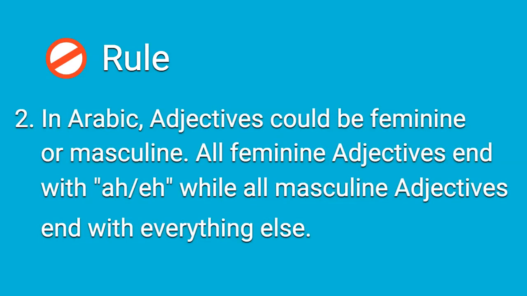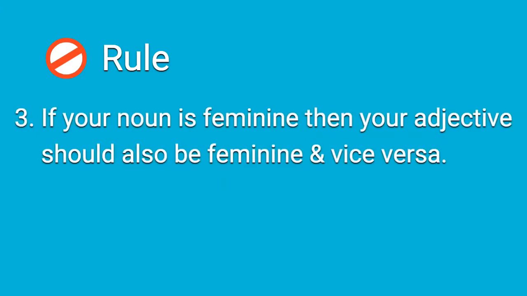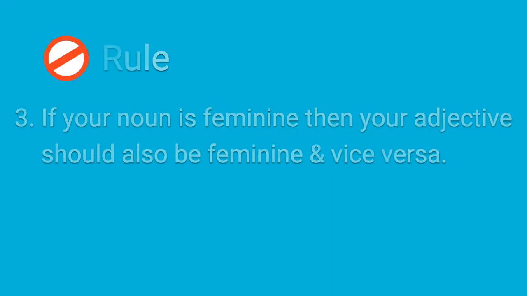Rule number two. In Arabic, adjectives could be feminine or masculine. All feminine adjectives end with ah or eh, while all masculine adjectives end with everything else. There are a few exceptions though. Rule number three. If your noun is feminine, then your adjective should also be feminine and vice versa.